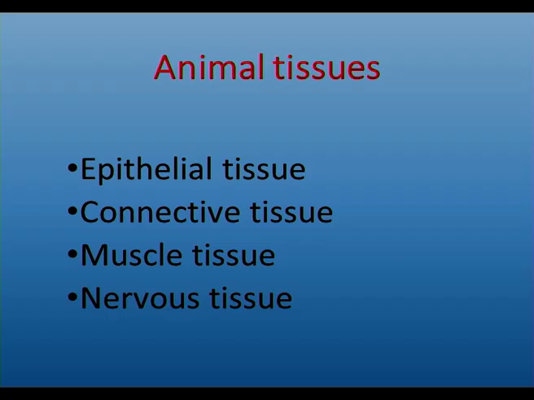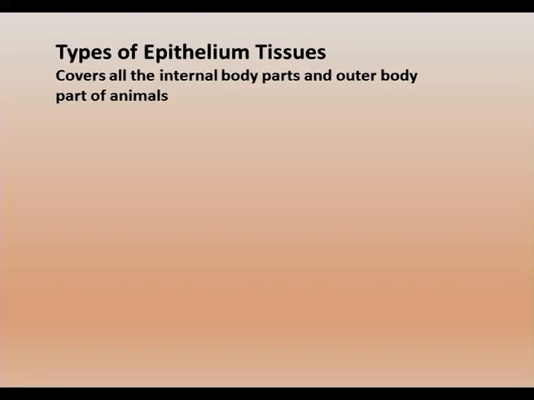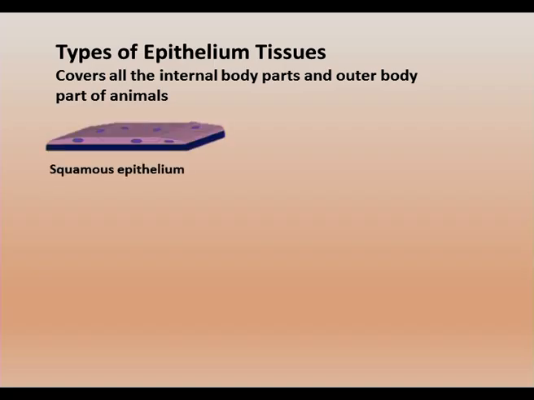First, we will learn about the epithelial tissue. This epithelial tissue covers all the internal body parts and the outer part of animals. It is again of several types. Squamous epithelium: here you can see the cells are thin and flat. This squamous epithelium is seen in the esophagus, lining of the mouth, blood vessels and alveoli.